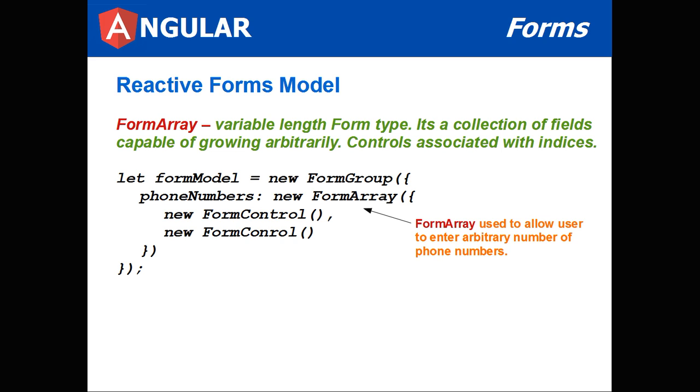And of course, once again, the form model is part of the component. The component's template has to use directives to associate fields in the form to the form model. In addition, it can map those attributes to something called phone numbers, which is the form array.